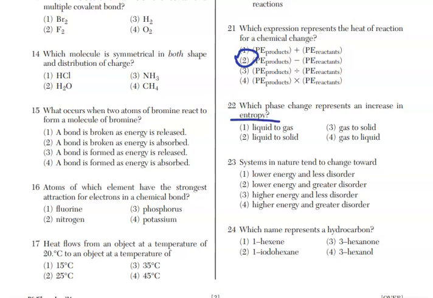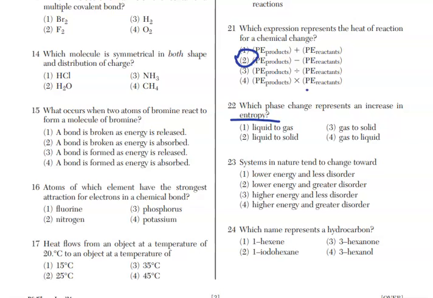For 22, which phase change represents an increase in entropy? Again, another vocabulary word. Entropy has to do with the amount of disorder or randomness of the particles. Gases have the most entropy. Solids, of course, are much more uniform and they have the least amount of entropy. So what we're looking for is the phase change representing an increase.